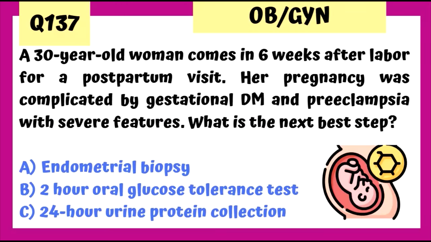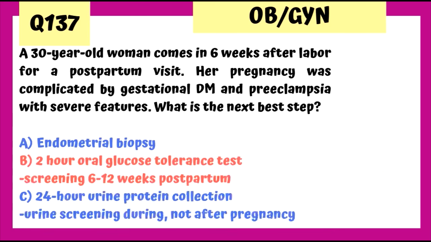137, a 30-year-old woman comes in 6 weeks after labor for a postpartum visit. Her pregnancy was complicated by gestational diabetes mellitus and preeclampsia with severe features. What's the next step? So we want to give a 2-hour oral glucose tolerance test. We want to check for gestational diabetes mellitus postpartum, screening 6 to 12 weeks postpartum. Urine collection we don't do after the pregnancy.